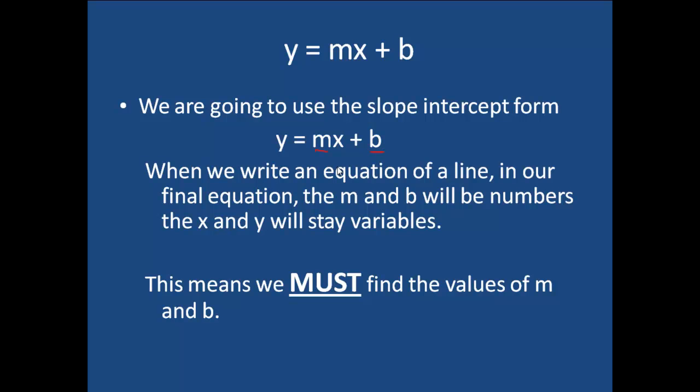This means that we must always find the values for m and b. And there's different ways that we'll find them. Sometimes they'll just be given to us, sometimes we'll have to calculate them. But we always have to find the numeric values of m and b.